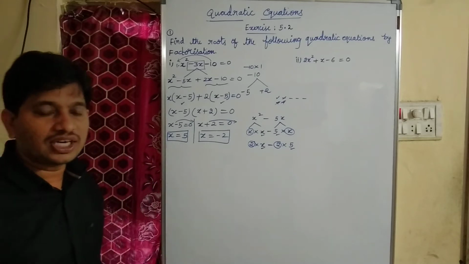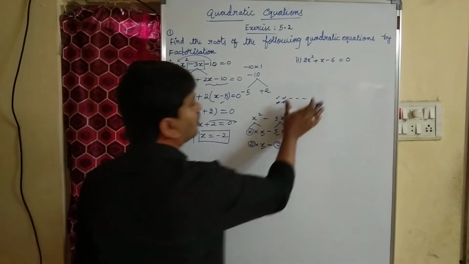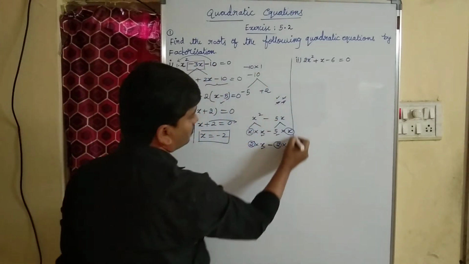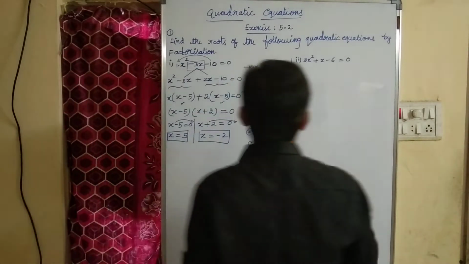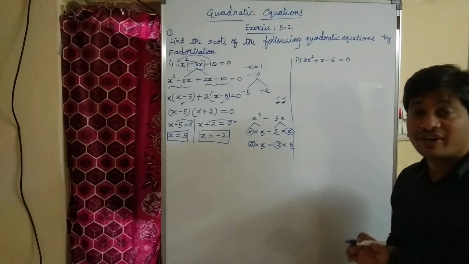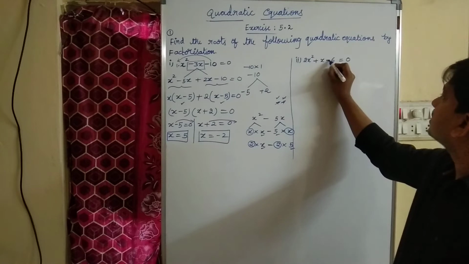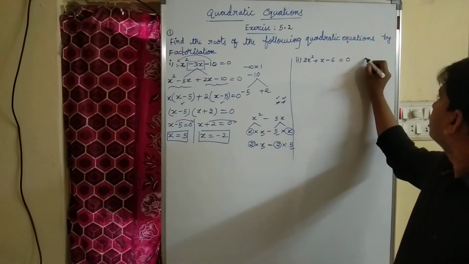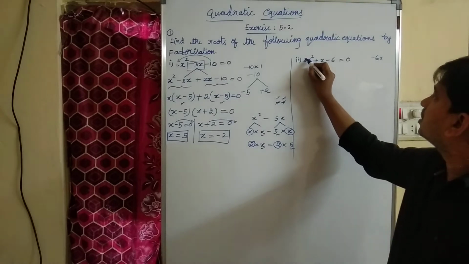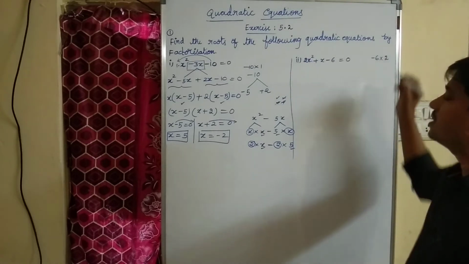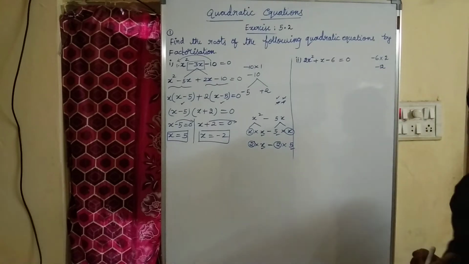Okay children, shall we go with the second question? Yes. What is the second question? Question number 2 is 2x square plus x minus 6 equal to 0. Children, first we need to check what is the constant and what is the coefficient of x square. As the constant is minus 6 here, minus 6 into, what is the coefficient of x square, children? Coefficient of x square is 2. I mean minus 6 into 2, which is equal to minus 12.